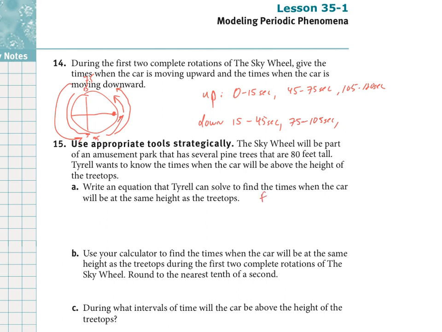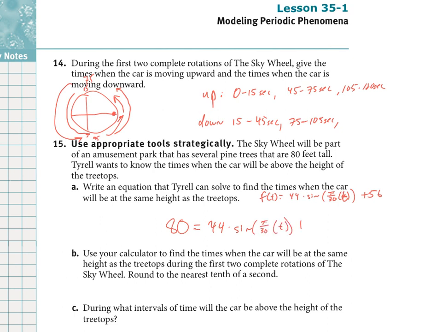So remember f of t is equal to 44 times the sine of pi over 30 times t, plus 56. And I'm wondering when that height is going to be 80. So when does it equal 80? Well, I'm going to graph both of these. I already have one graphed, and then I can graph the other one.